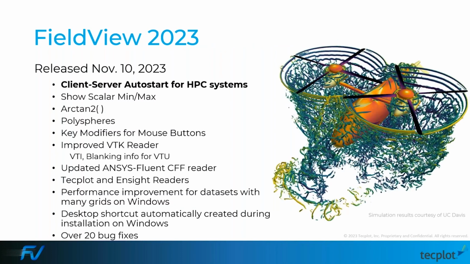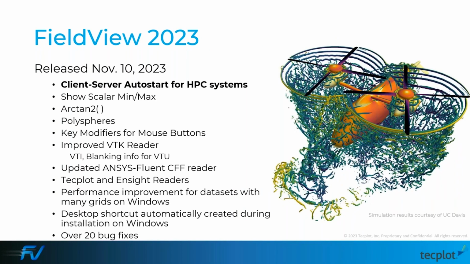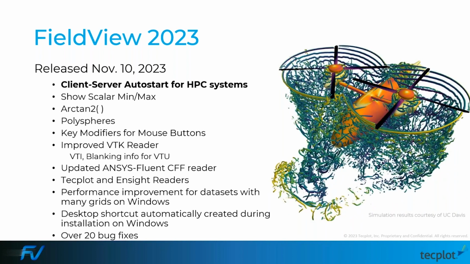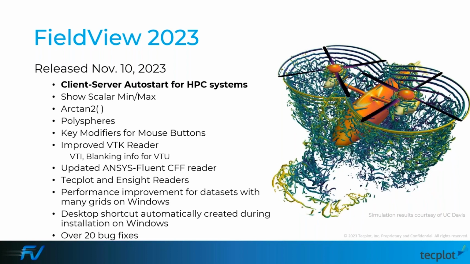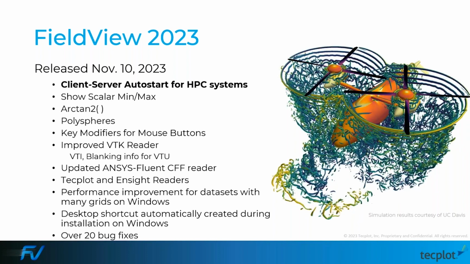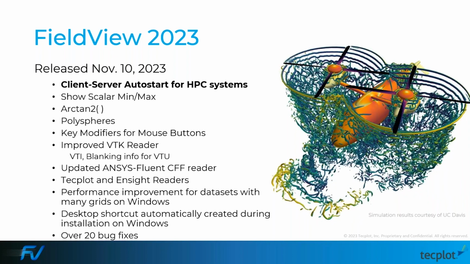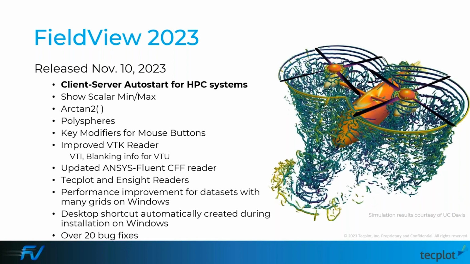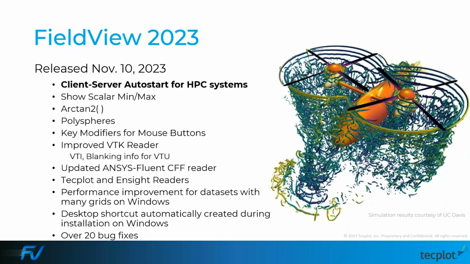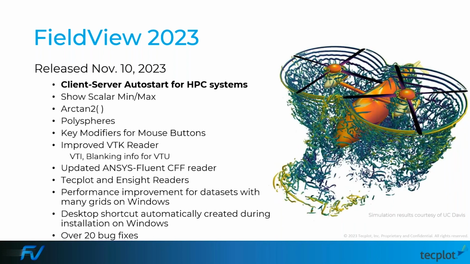And with that, that wraps up my update. But here is a full list of capabilities. If you want to get access to that list, it is also available on our website if you go to the FieldView page. And again, the new version, FieldView 2023, is available on the portal, mytecplot.com, and you can download and install and run it if you have a supported password. FieldView will run automatically with that password. It will find your previous installation as much as possible and use it with the new version.